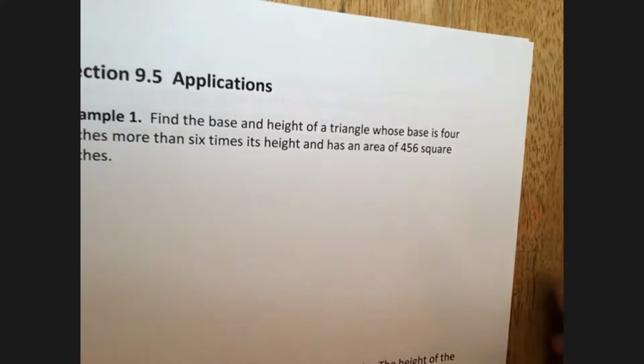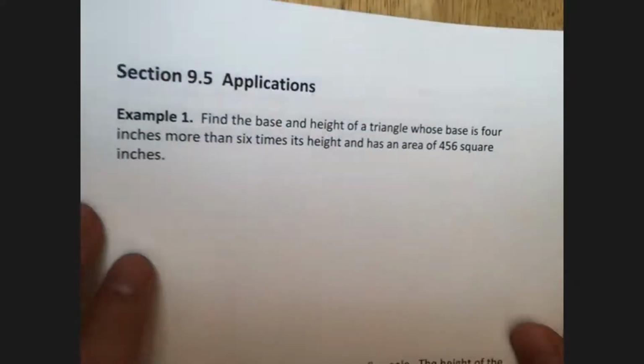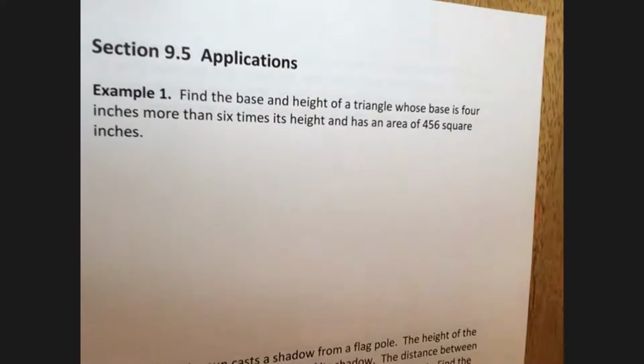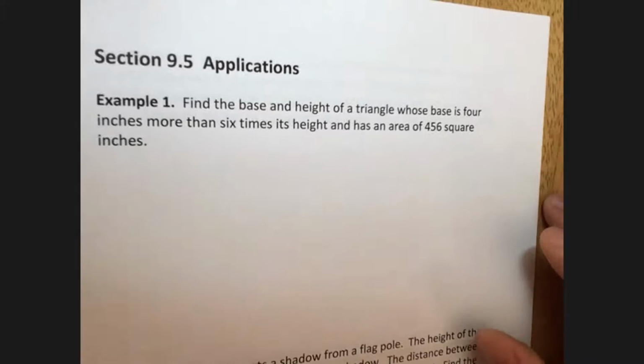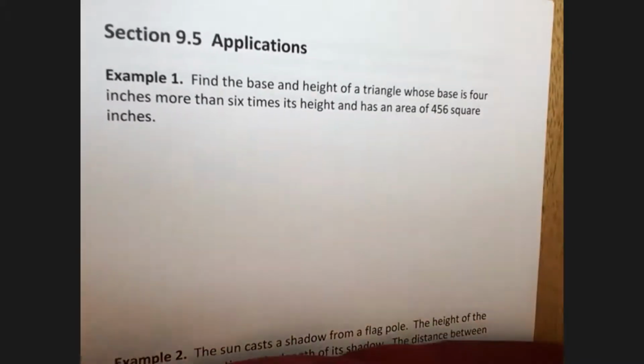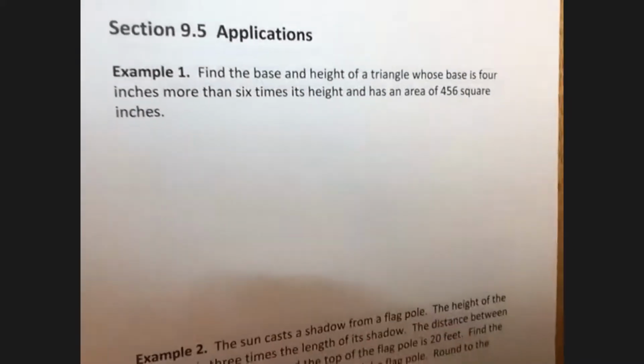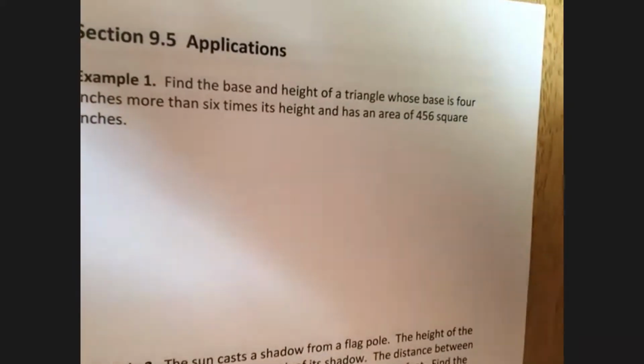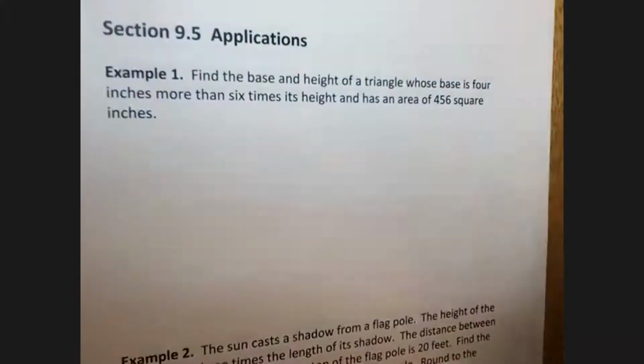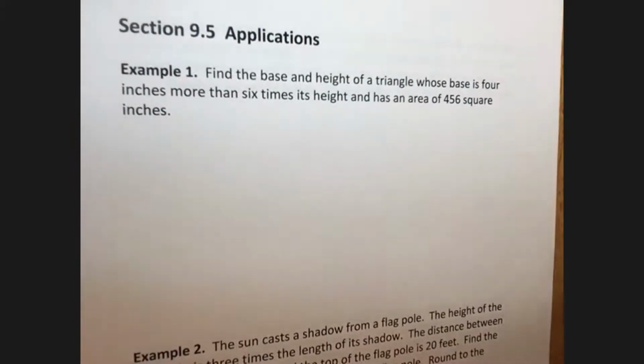Okay, so next section. Last thing we'll talk about today is applications. So we're just going to use what we learned here to solve some word problems. In this first word problem, it has to do with finding the base and height of a triangle. They're telling us here that the base of a triangle is 4 inches more than 6 times its height, and it has an area of 465 square inches.